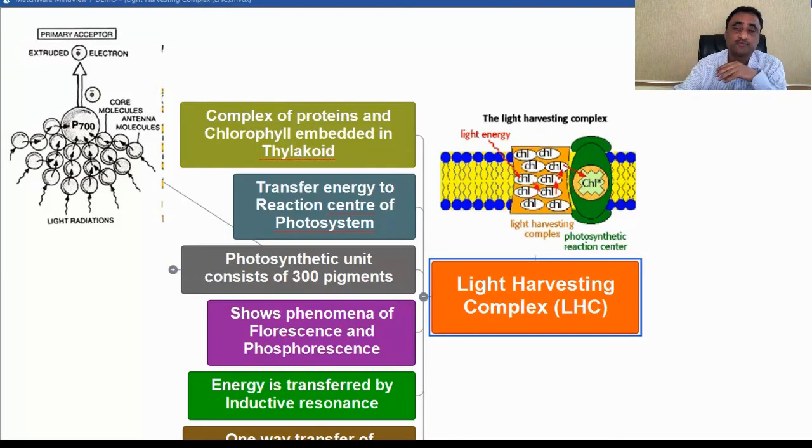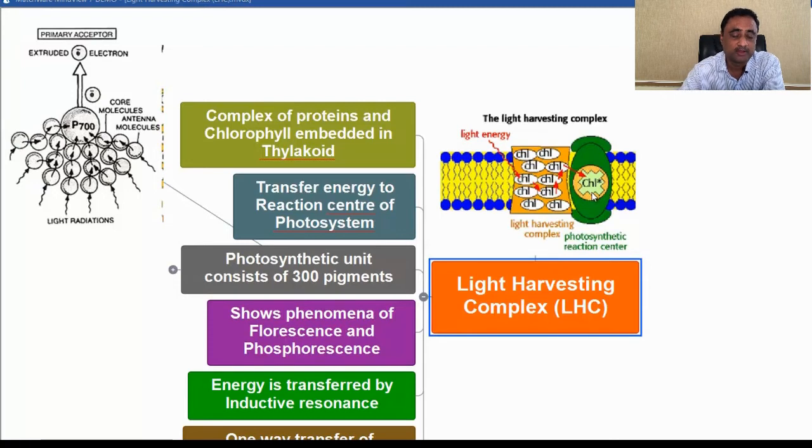So you see, the light harvesting complex consists of proteins and chlorophyll molecules, right? And they are embedded in a thylakoid. You can see in the diagram as well. This is a thylakoidal membrane, and in this membrane, this is the light harvesting complex, and they are always associated with one photosystem. You know very well, there are two photosystems, photosystem 1 and photosystem 2, and each photosystem has a reaction center. So the light harvesting complex is always associated with one reaction center. You can see in the diagram, the reaction center is P700.